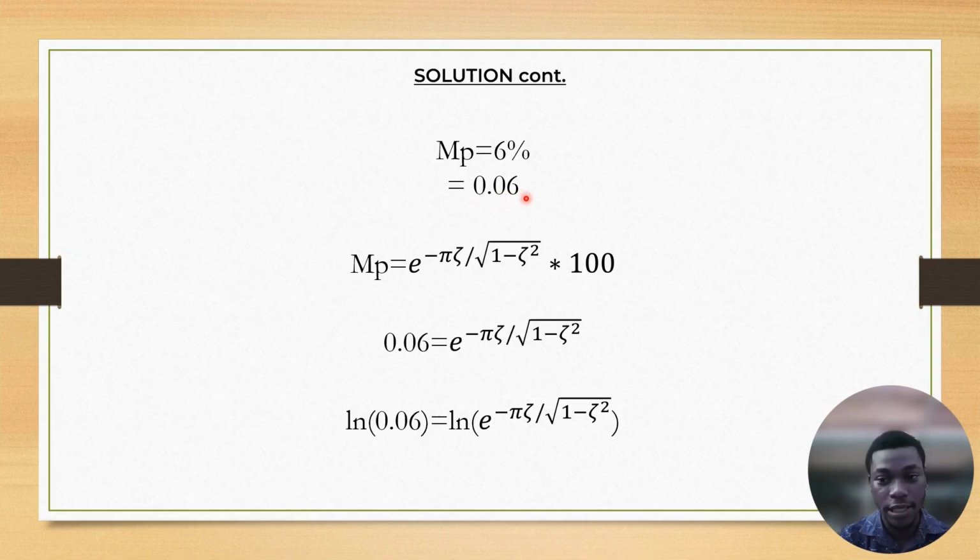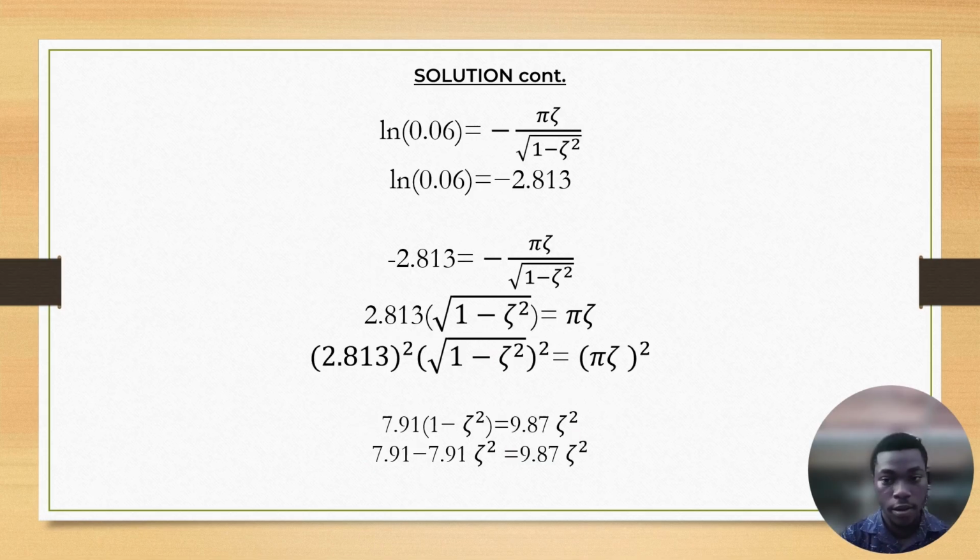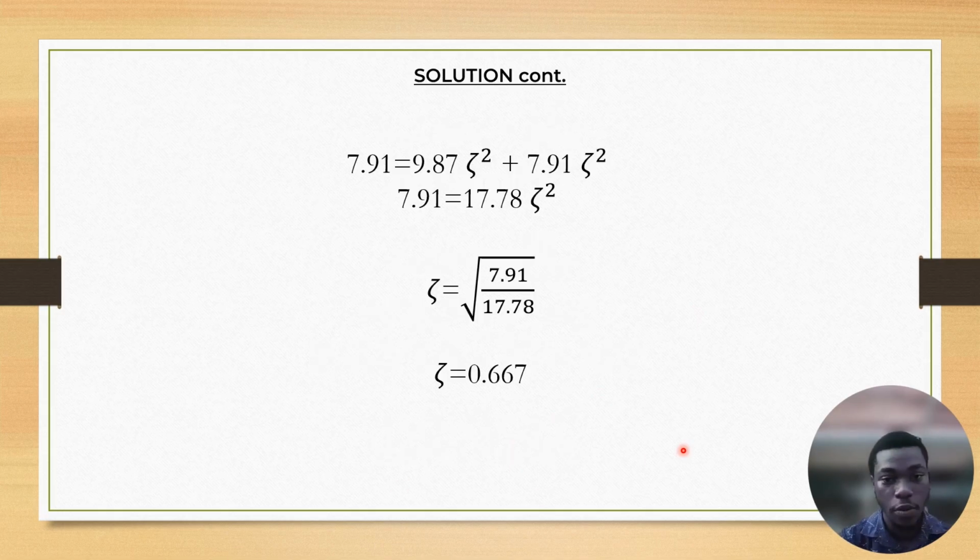Substituting into the equation gives us this. To solve this equation, we take the natural logarithm on both sides. Now, this is the process of solving it. Then after simplifying and solving for zeta, we obtain 0.667.